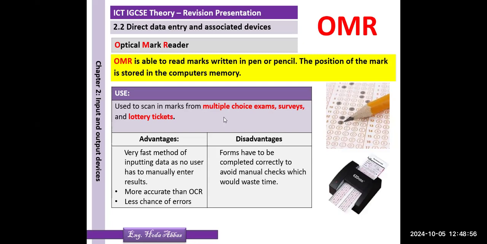So it is used to scan marks from multiple choice exams, surveys, and lottery tickets. Advantages: a very fast method of inputting data, as no user has to manually enter results. More accurate than OCR, less chance of errors. Disadvantages: forms have to be completed correctly to avoid manual checks, which would waste time.